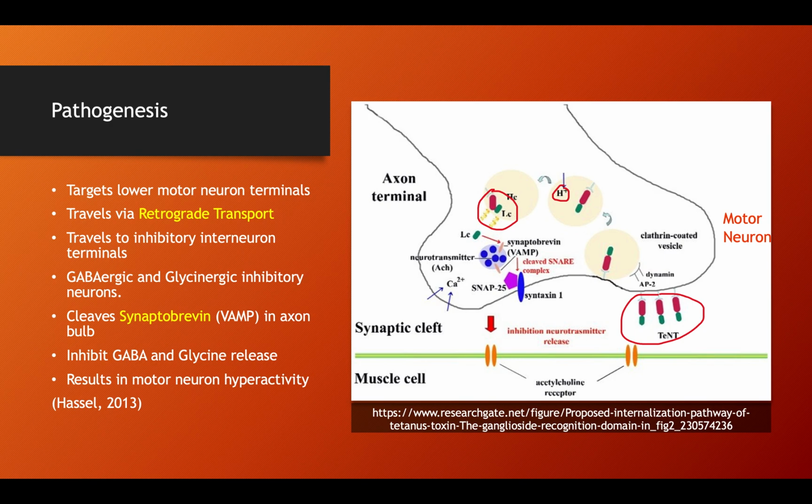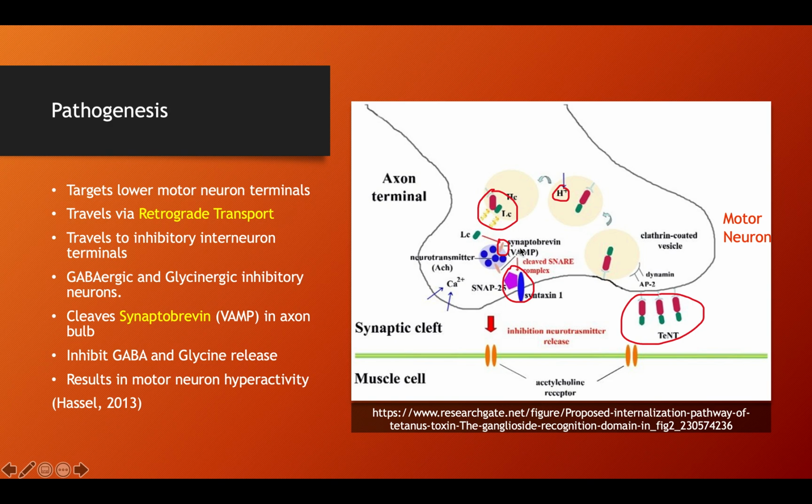The tetanospasmin actually also cleaves itself, and the light chain, which is the catalytic part of the tetanospasmin, is going to target a certain protein on the vesicle right here that we see contains a neurotransmitter. That protein is called synaptobrevin, or also VAMP. When tetanospasmin targets that protein, it's going to cleave it. And that's bad because synaptobrevin is actually responsible for inducing exocytosis.